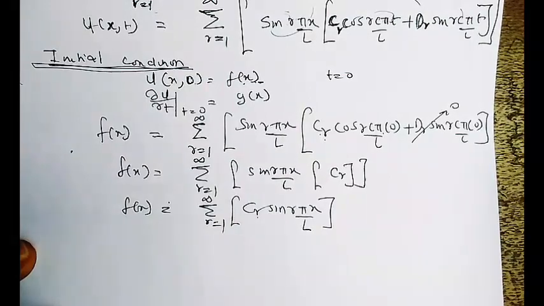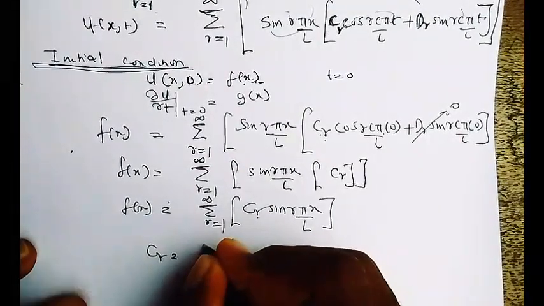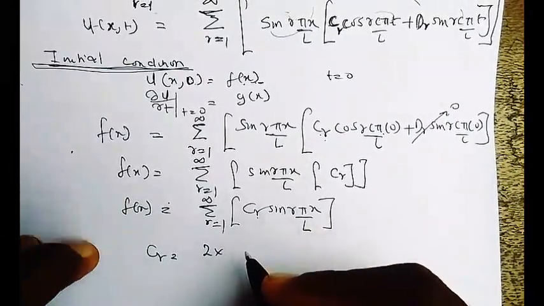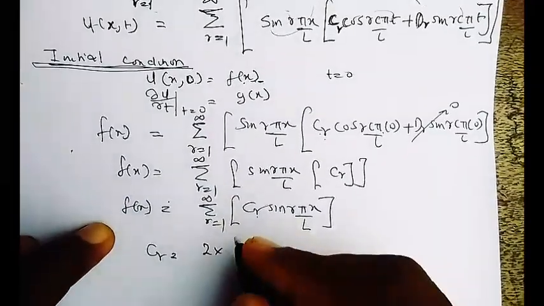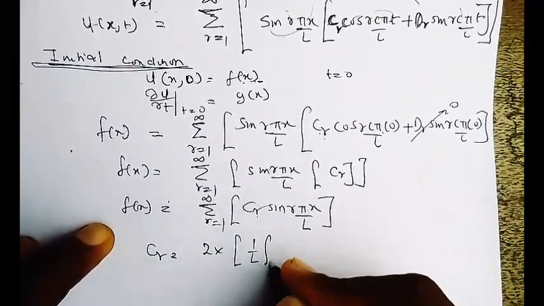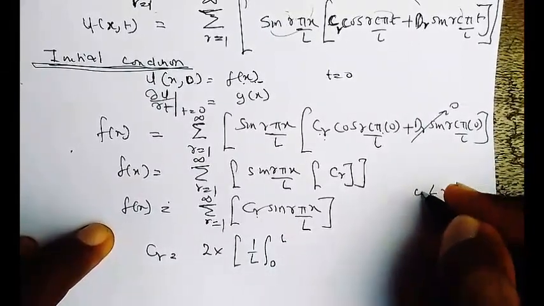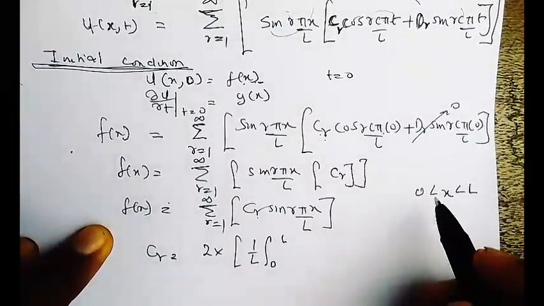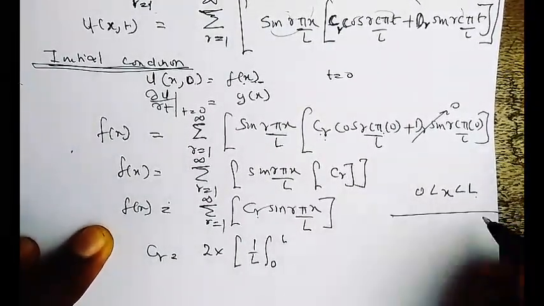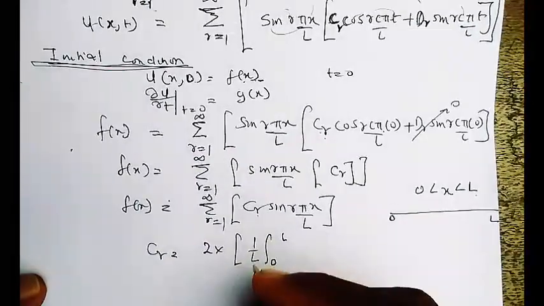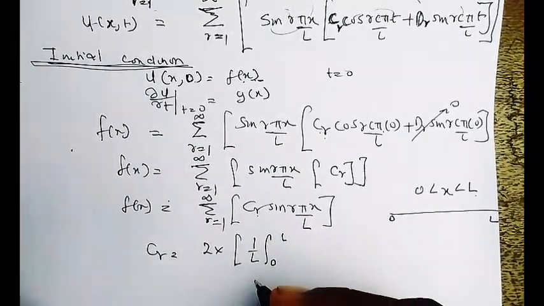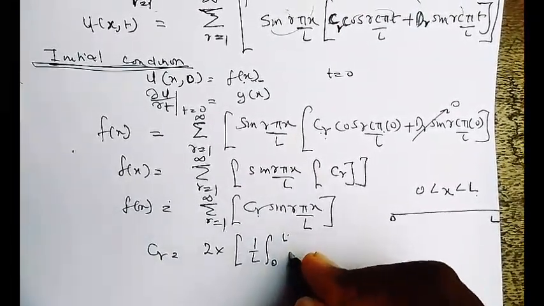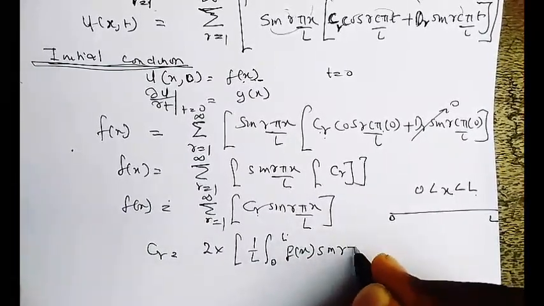I say that my constant c_r is equal to 2 times the mean value. Remember, the mean value of the function of x can be written as 1 over L, integral from 0 to L. Don't forget, from the starting of the video I explained that the limit comes from 0 to L, meaning the length of the string. So the formula for the constant c_r is 2 times the mean value, from the limit of 0 to L, of f(x) sine(r pi x).